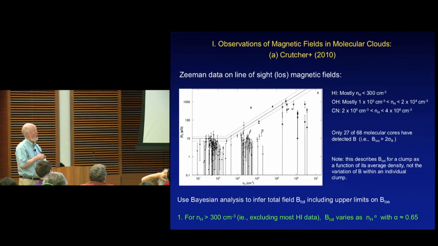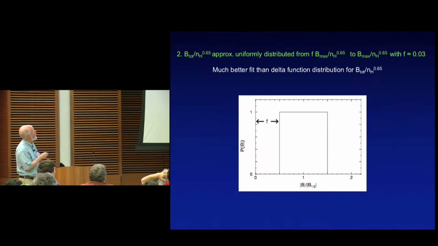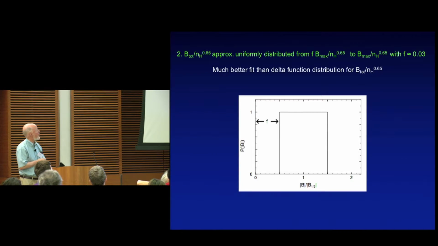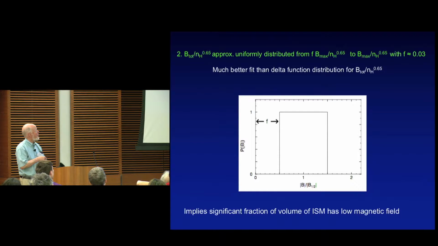Okay, now the first important conclusion they drew from this work was that above this break here, which is mainly molecular data, the total magnetic field varies as a power of the density, which is about 0.65, very close to 2/3. The second important point they inferred was that if you took the magnetic field and normalized by this density dependence, it's fairly uniformly distributed between some value f times the maximum value up to some maximum value. And that f here is very small. So basically it's a uniform distribution from very small values up to some maximum. And that implies that a significant fraction of the volume of the interstellar medium has low magnetic fields.